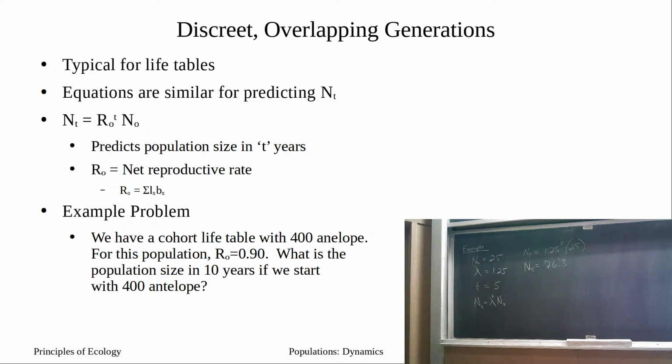All right. However, instead of a finite rate of growth, we're going to have a net reproductive rate, which basically means the same thing. Net reproductive rate is the average number of offspring expected per individual in our population. Now remember, I went over life tables, and we're going to see this again. That net reproductive rate is equal to the sum of this lxbx.